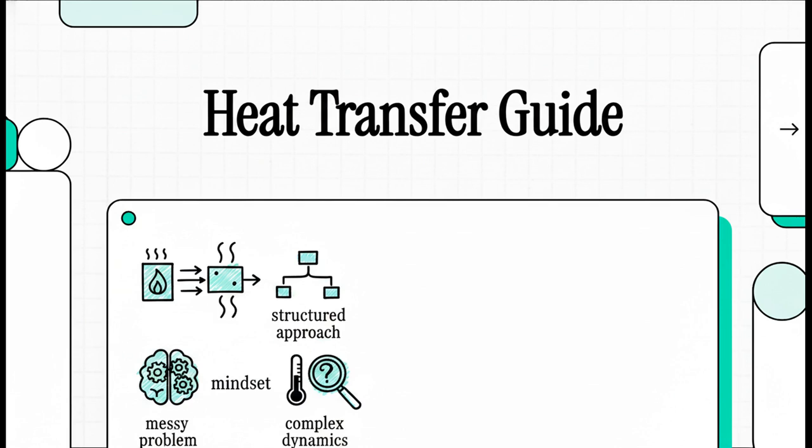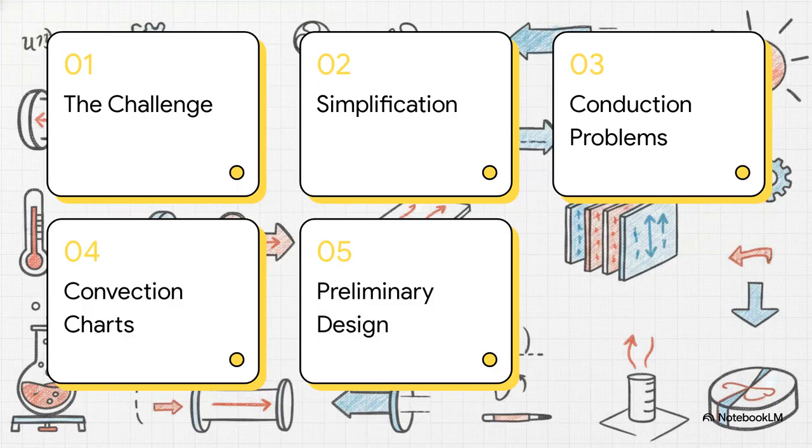We're going to look at the exact procedural mindset that engineers use to survive and actually thrive when they're staring down a brand new, incredibly messy heat transfer problem. Let's get into it. Here's our roadmap for today. We'll start with the heat transfer challenge, then explore the art of simplification, move on to tackling conduction problems, decode some convection charts, and finally wrap it all up with the preliminary design toolkit.